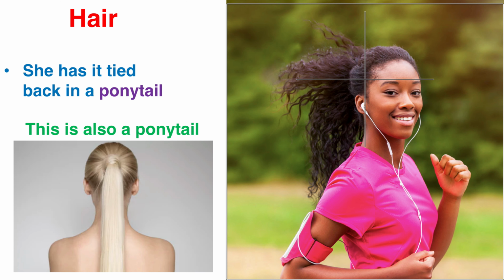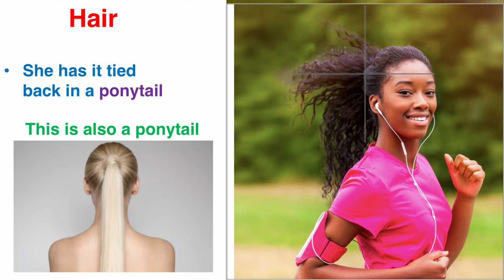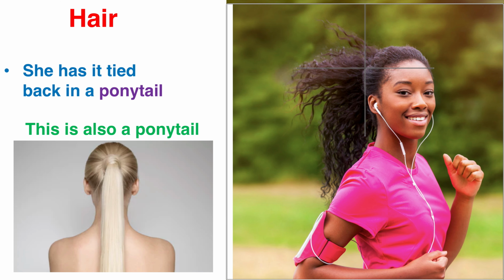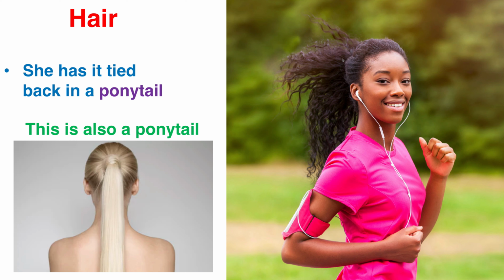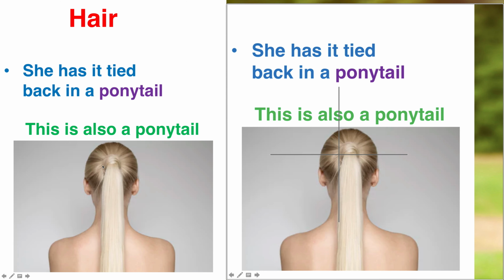Another detail you can add is that her hair is tied back in a ponytail, and that's this thing right here. Another example of a ponytail would be this. So tied back, a pony, a small horse, and then tail. So you think of a horse's tail when you think of a ponytail.